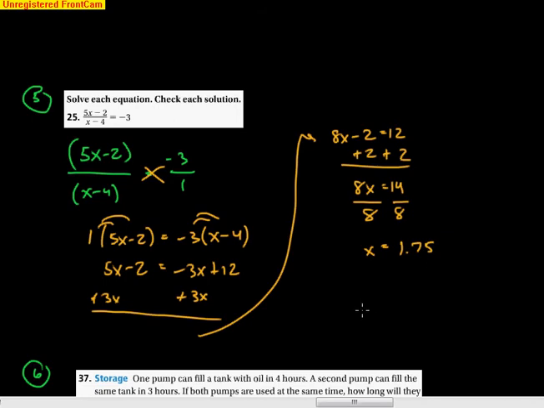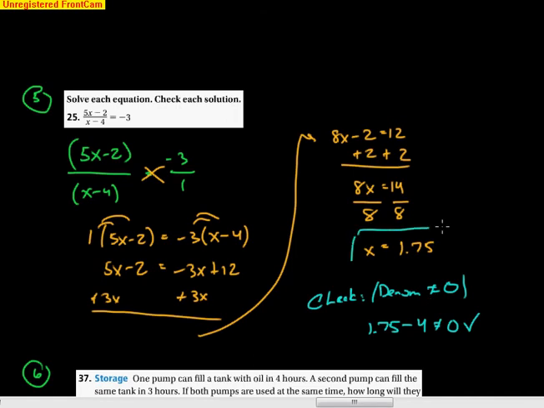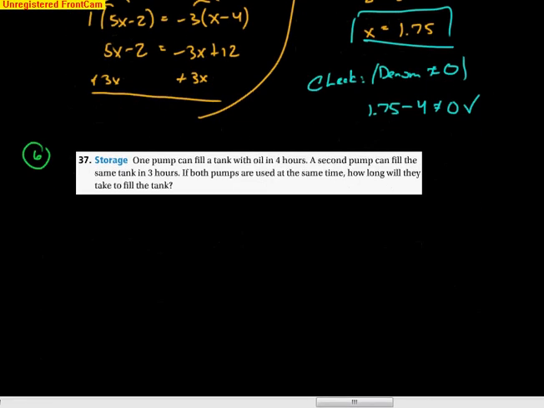And the thing I must check is, let's make sure the denominator is not 0. Right, that's all we're checking for. So my only denominator is x minus 4. Plug 1.75 in for x. This does not equal 0. So we're good to go, and that's our answer. Okay? Just be careful of those extraneous solutions, the ones that create a 0 in the denominator. Alright, so this is a proportion where you would cross multiply.